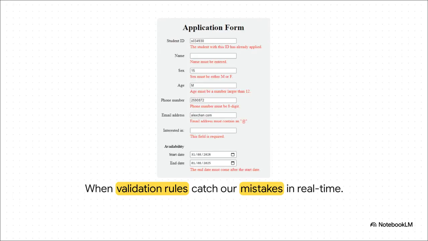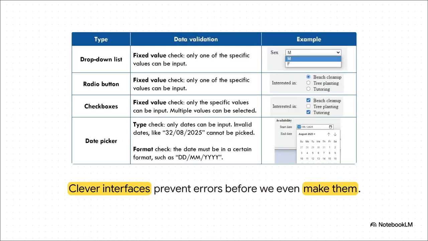We have all felt the pain of an application form just absolutely yelling at us in angry red text. That happens when those exact validation rules we just talked about catch us slipping up in real time. The system actively rejects the garbage before it can even touch the database. Thankfully, though, designers don't just rely on angry red text.